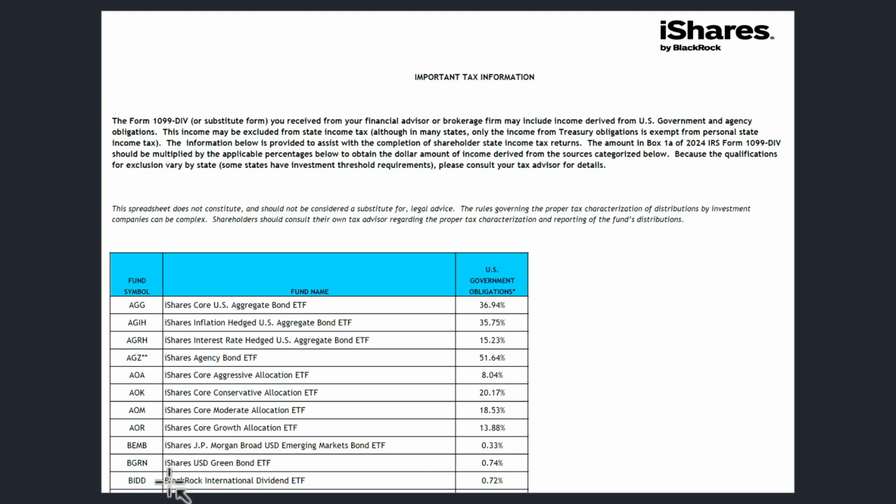I want to highlight the BlackRock International Dividend ETF. This is an all-stock ETF. But notice that 0.72% of the dividend came from US government securities, and that is because the fund has a small position in cash. So when you do your research on your investments, you want to be thorough, because it is likely that you will have funds where you might not expect that they would have US government securities interest, but in reality, they do.